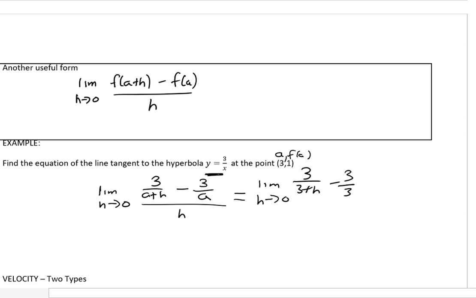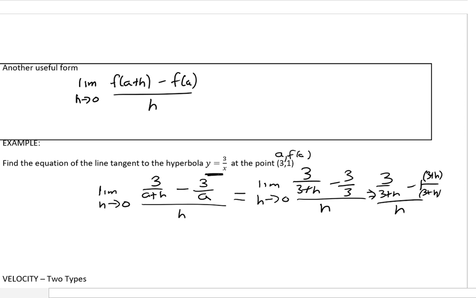Which of course is just 1, 3 divided by 3 is just 1. So that'd be 3 over 3 plus h minus 1, over h. And now we have a fraction within a fraction here, and so we want to do a little bit with that. So this 1 is going to be 3 plus h over 3 plus h, because then we can give them the same denominator and we can combine those.